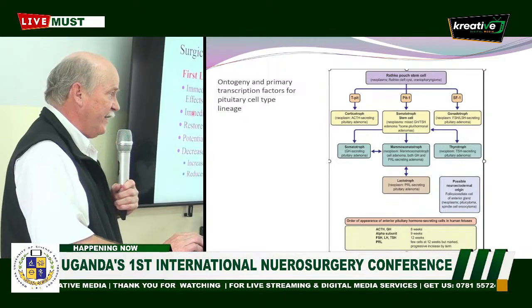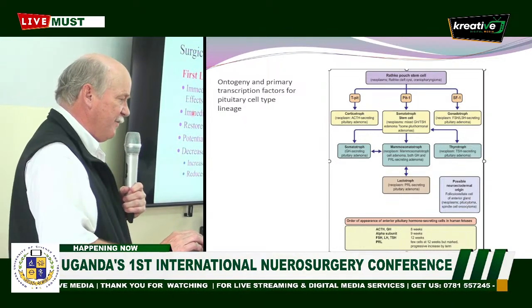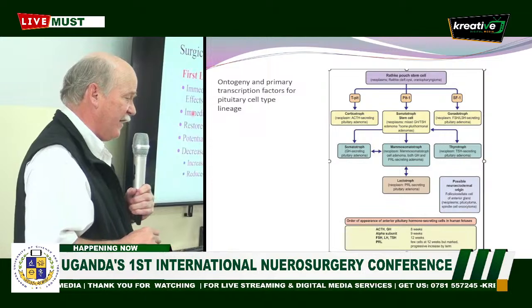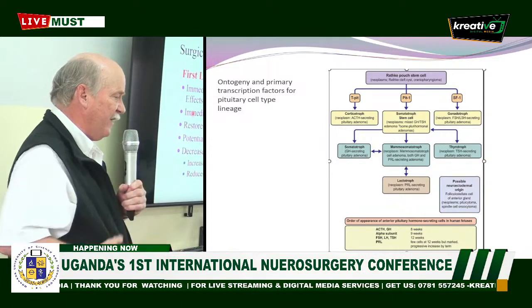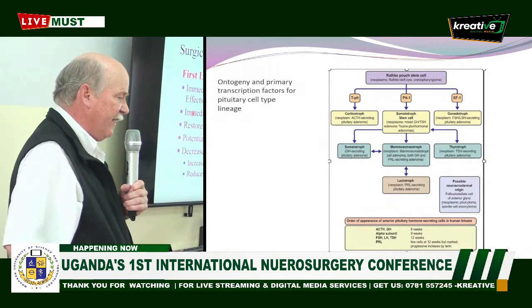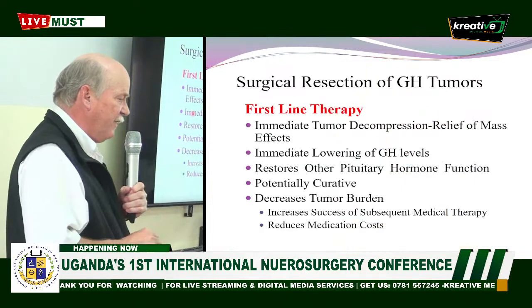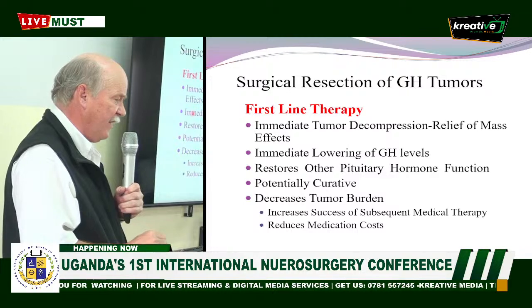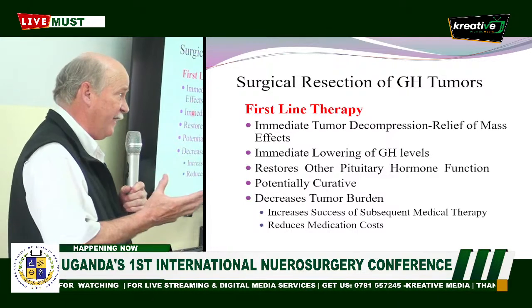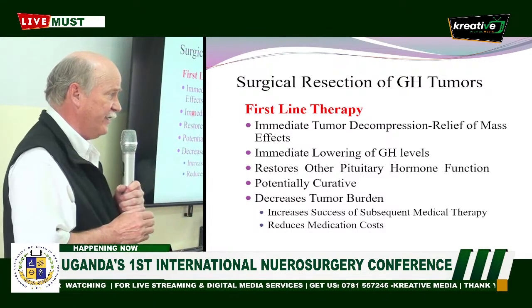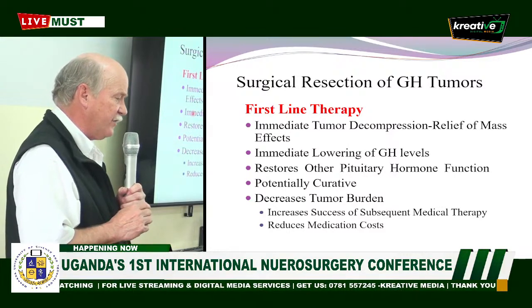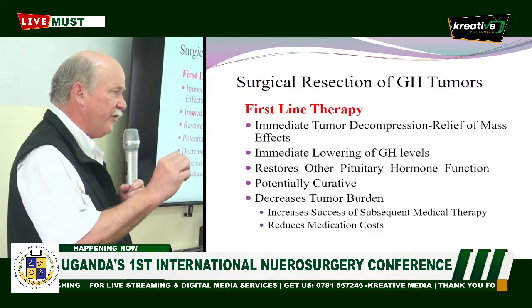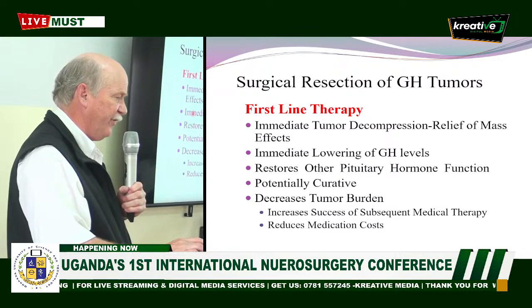Surgery is clearly the first line of treatment. We're going to hear about surgery from Dr. Blessing. It gives you immediate tumor decompression. It immediately lowers the growth hormone level. It restores the other pituitary function impaired by the compression. And potentially, depending on how well the resection is, it can be curative all on its own. And if it's not curative, at least it decreases tumor burden.